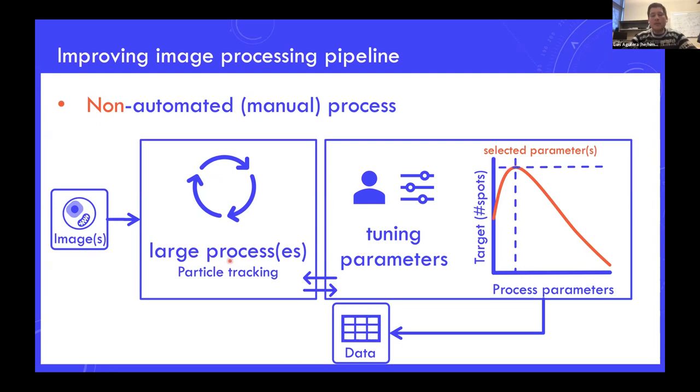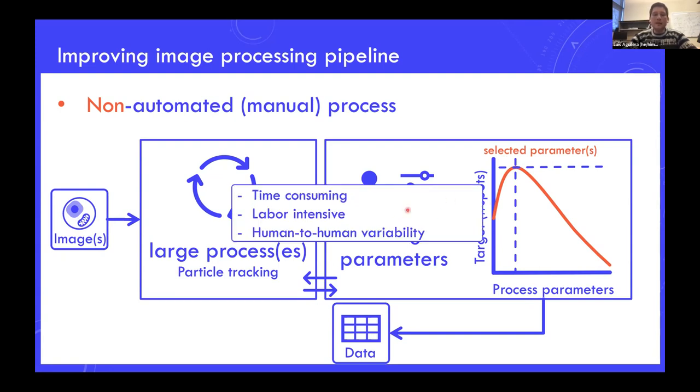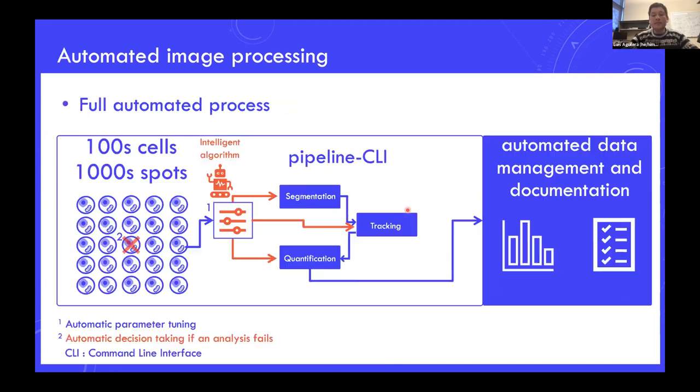Let's say that you are doing something like particle tracking, and then you start collecting data. But the problem is that the more images you try to process, the more parameters you have to select. And again, this is time consuming, it's very labor intensive, and it has human to human variability. So if you ask a different person to do the same thing, they can give you different numbers.